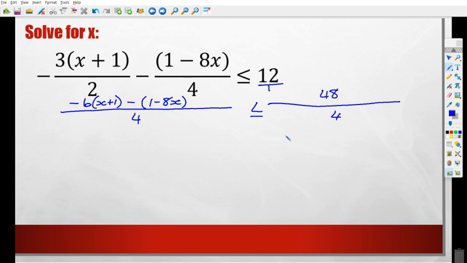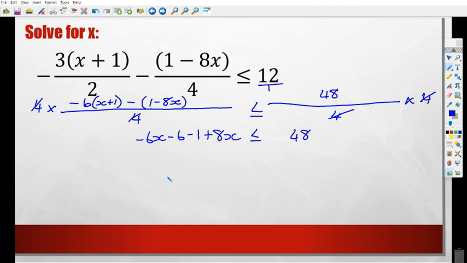I don't like the LCD. What do I do? Multiply by the LCD. Now let me simplify before I write down. I've got negative 6 times x, which is negative 6x. Negative 6 times positive 1 is negative 6. Negative times negative 8x is positive 8x. Awesome. Smaller than or equal to 48.